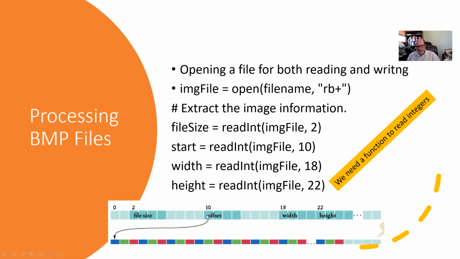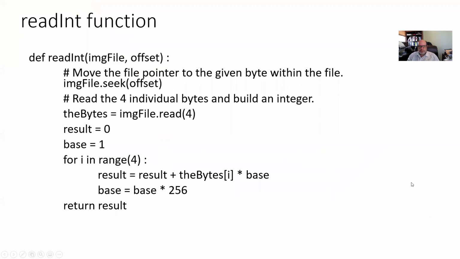Then we're going to go to position 10 and do the same thing, then position 18. The process for all of these is the same. We just need the position, and then we read 4 bytes, translate them to an integer, and return it. So this is the function we're going to create, and it's going to work for all of them.